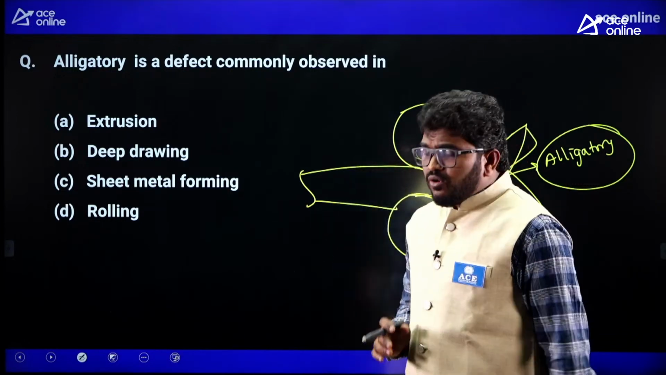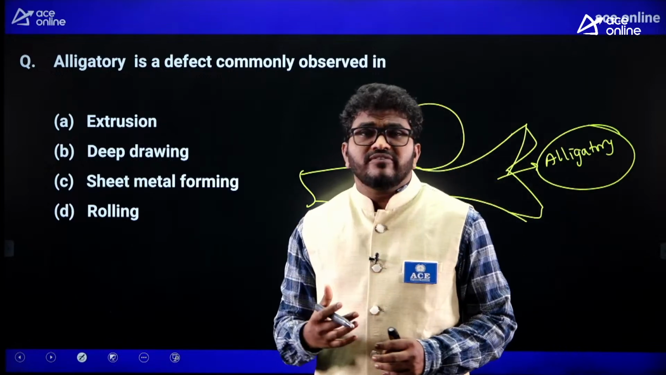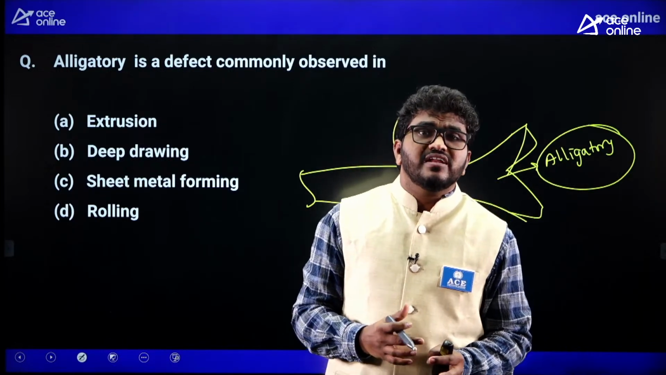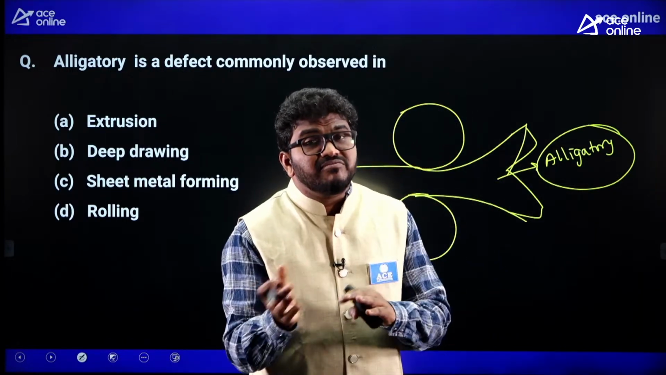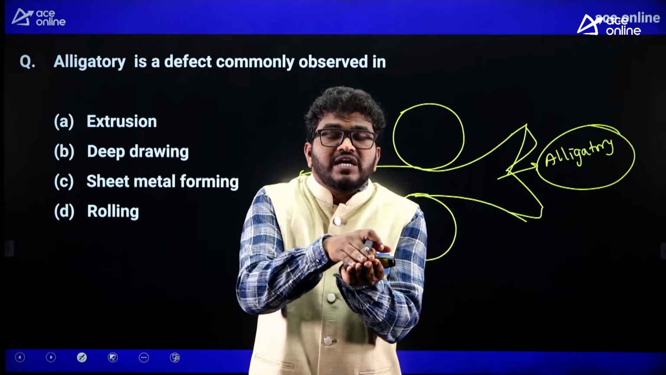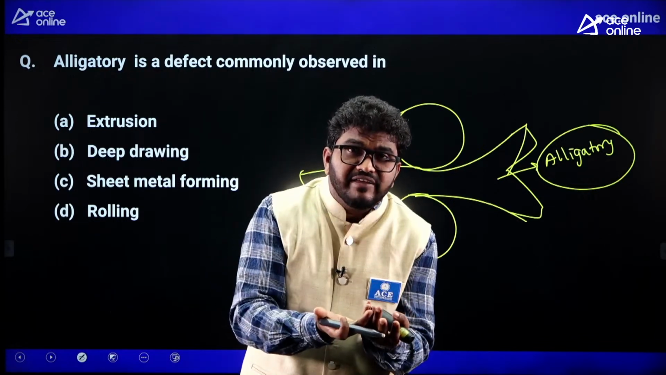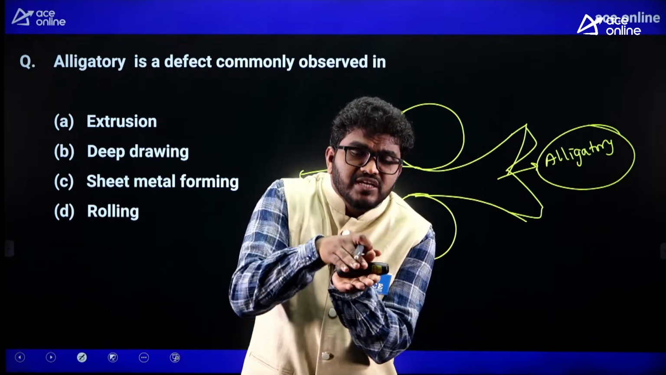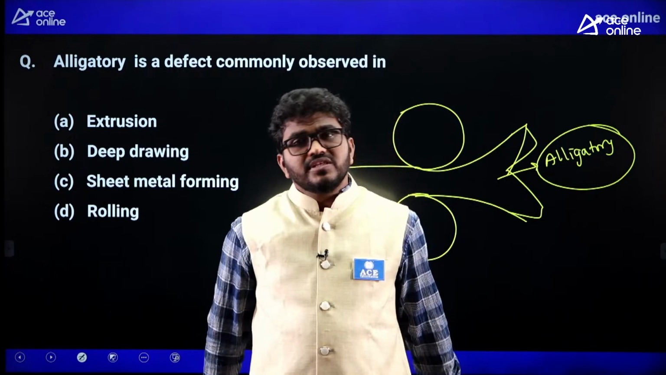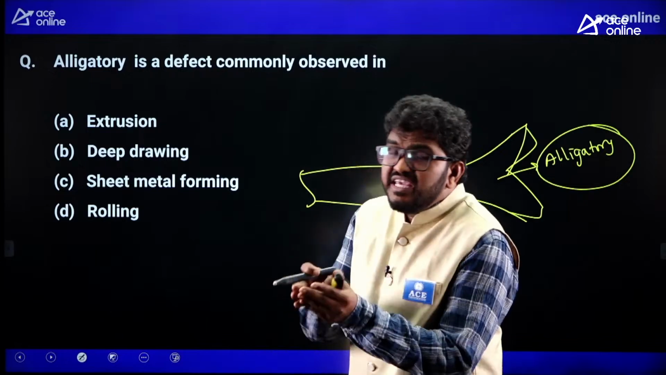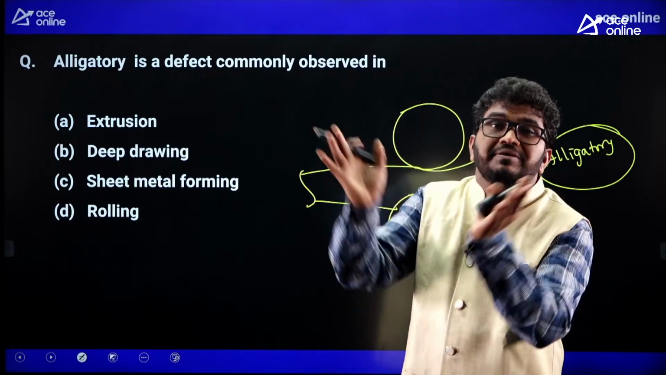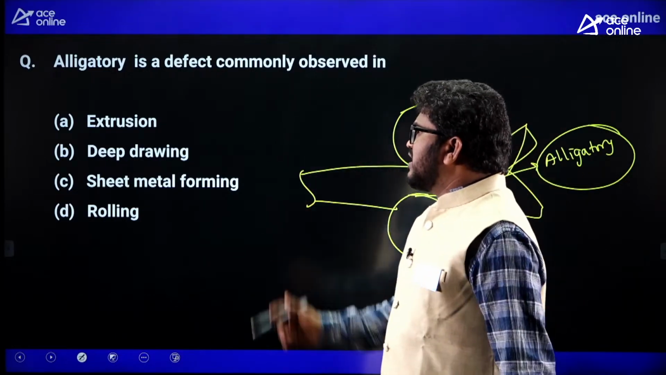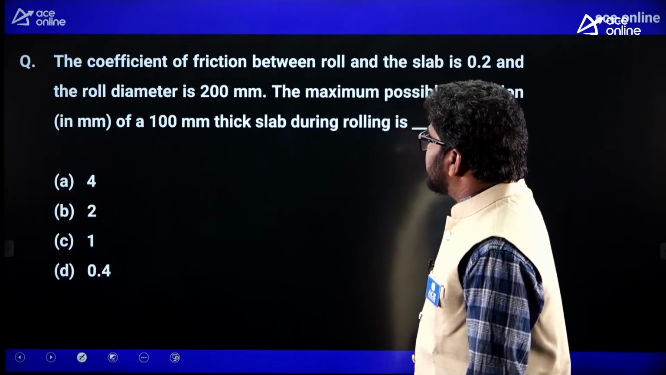In a rolling operation, because of non-uniform deformation of the material and non-uniform speeds of the rollers, at the center of the sheet, if there are any defects or impurities, it will deviate like this. So it will deform and separate the sheet into two pieces. They are separated like this, that is the alligatoring defect.